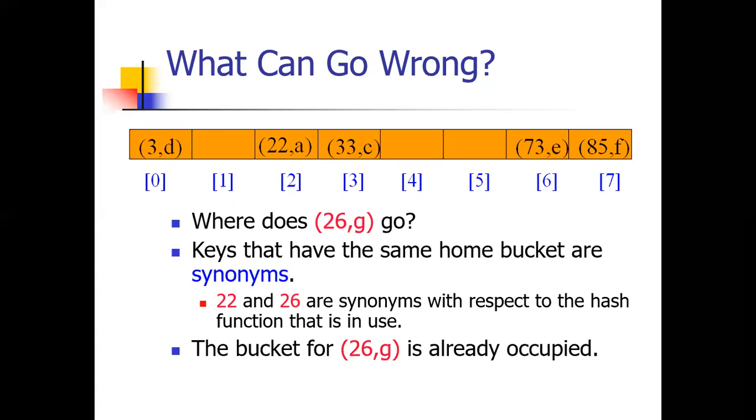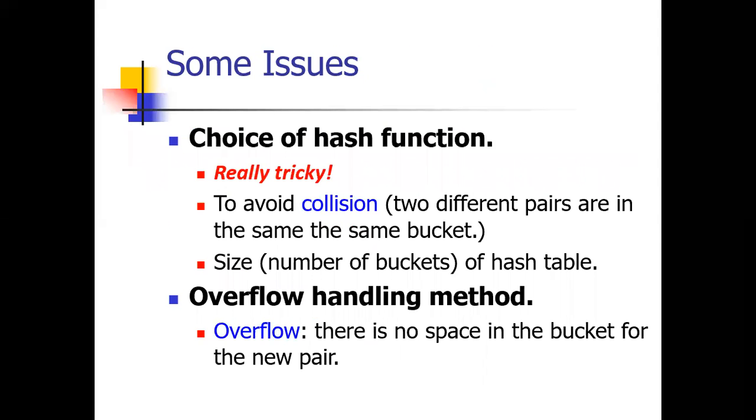Keys that have the same home bucket are synonyms. For example, 22 and 26 are similar, or the same, with respect to the hash function that is in use. So we expect that the bucket for 26 is already occupied. If they've got the same bucket, it becomes very difficult to know which attributes to go for. That's why we need to be very careful with the bucket allocation of these data attributes.